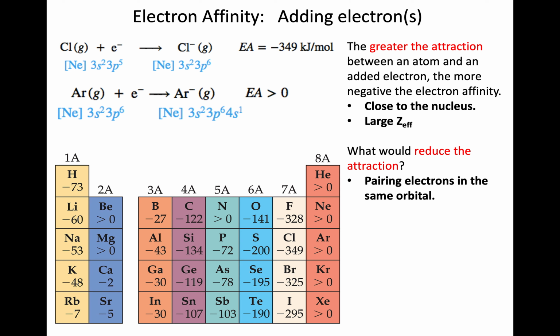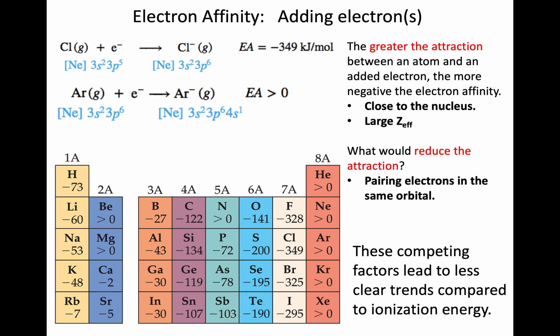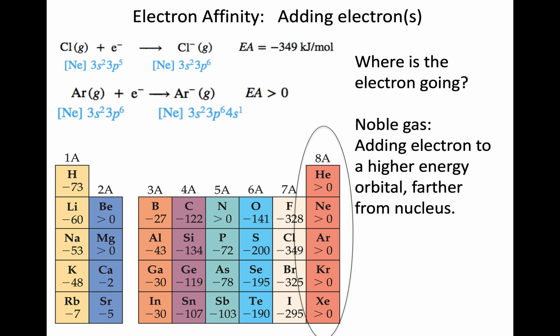So I'm going to look where the electron is going. Is it close to the nucleus? Will it experience a large effective nuclear charge? What would reduce the attraction? Well, if it's going further away from the nucleus, if the effective nuclear charge is small, or if I have to pair it with another electron in the same orbital. These can be competing factors, so it's less clear as far as trends compared to the ionization energy.